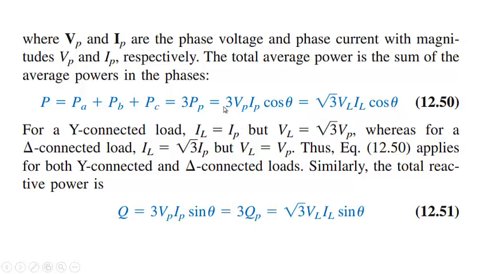In case of delta connected load, again I will write it as root 3 into root 3 Vp into Ip. So Vp in case of delta connected load is equal to VL. I will simply replace this Vp by VL, and root 3 into Ip will be equal to IL in case of delta connected load. It again comes out to be equal to root 3 VL IL cos of theta. So this relation holds good for delta as well as for star. For Y connected load, IL is equal to IP, but VL is equal to root 3 VP, whereas for delta connected, IL is equal to root 3 IP, VL is equal to VP. Thus this equation applies to both Y connected loads as well as delta connected loads.